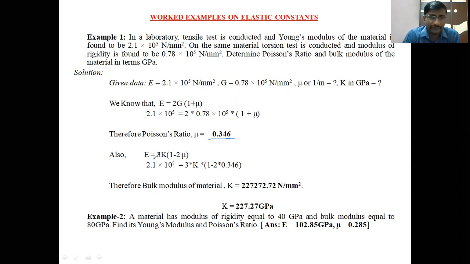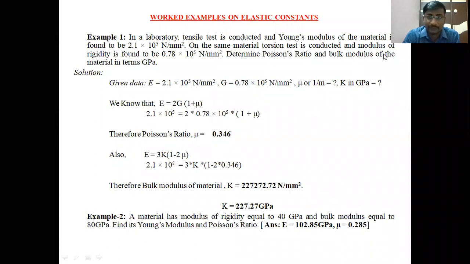Also, we know the relation E equal to 3K into (1 minus 2 mu), derived in the second case. E value 2.1 into 10 to the power of 5 is equal to 3 into K into (1 minus 2 into mu value), which is 0.346. From this equation, K is the only unknown. Therefore, the bulk modulus of the material we can find as 227.72 newtons per mm square, that is the megapascals.